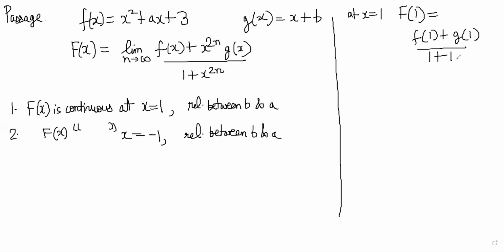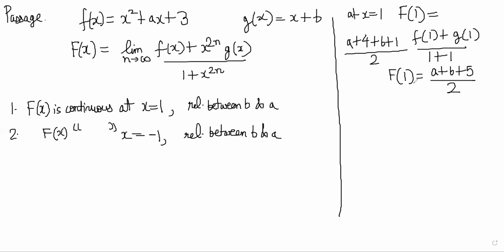it will be f of 1 plus g of 1 by 1 plus 1, right? Correct. So it'll be x to the power 2n into g of 1, that is 1 only, no? At x is equal to 1. Oh, yeah, correct. So f of 1 is basically 1 plus a plus 3, so a plus 4. A plus 4 plus this g of 1, which is b plus 1, divided by 2, right? So it is a plus b plus 5 by 2. That is your value of capital F of 1, right?